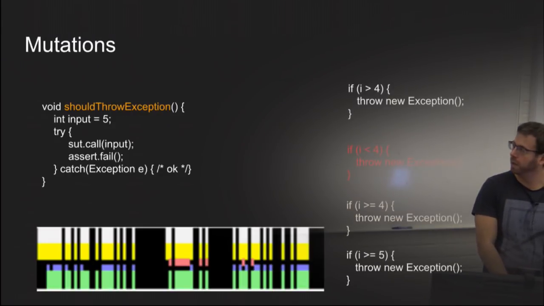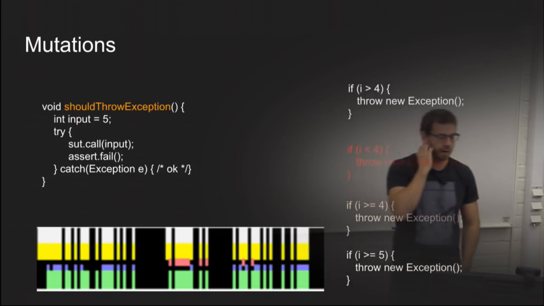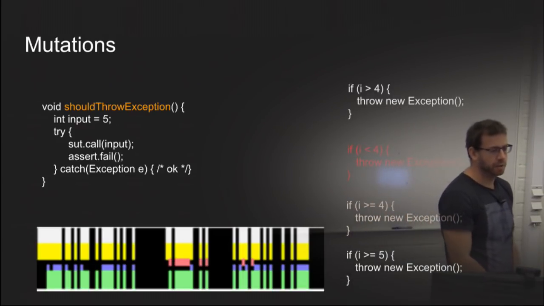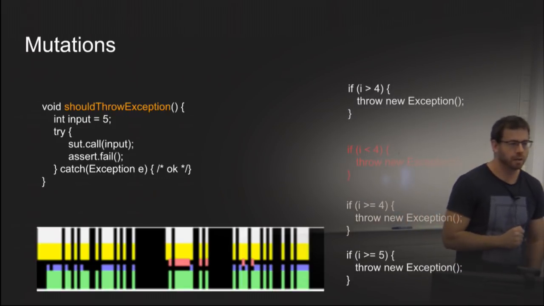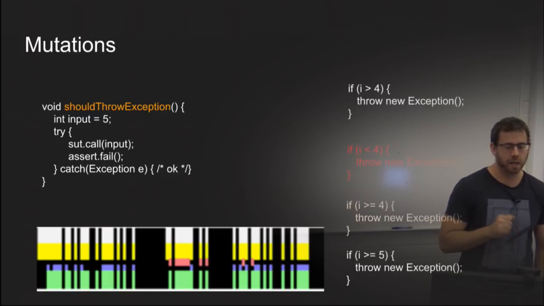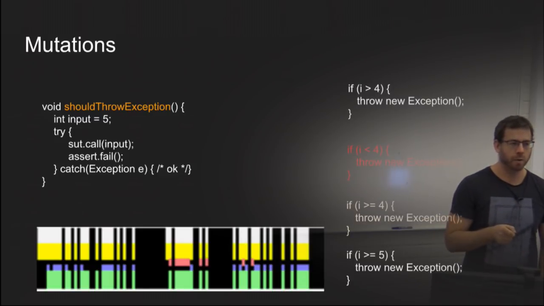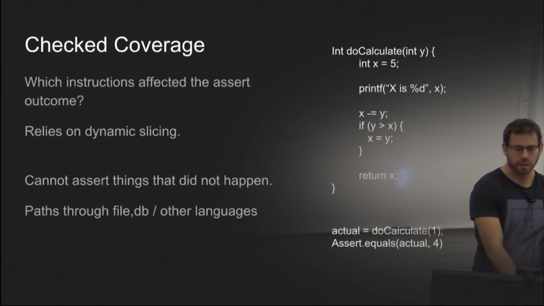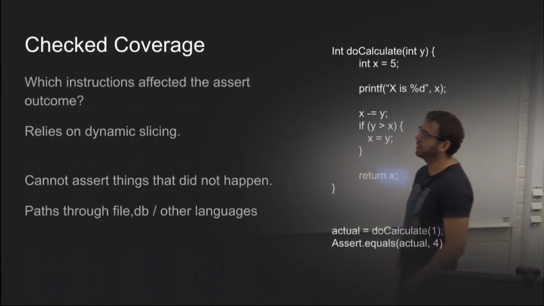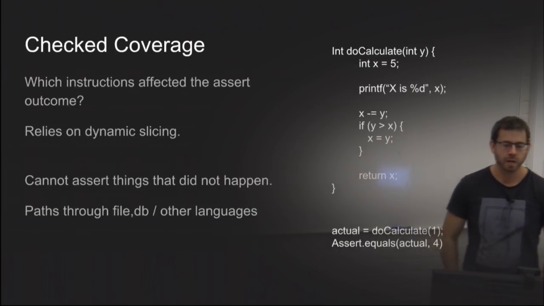Okay, so when I learned about mutation score, I thought about what if we could create a better coverage measurement that allows us not only to see if a line of code is run, but also if that line of code is tested by an assert statement. Then I made an implementation using something called dynamic slicing.